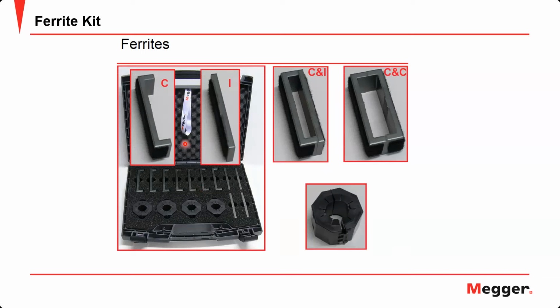This is how the ferrites look. We have C-type and I-type. You will close these on both sides of the earth link, and we have a strap to hold them in place. If you have a bigger earth link, you can use C and C type for bigger earth links. And for earthing cables, we have the clamp type or round type ferrite.